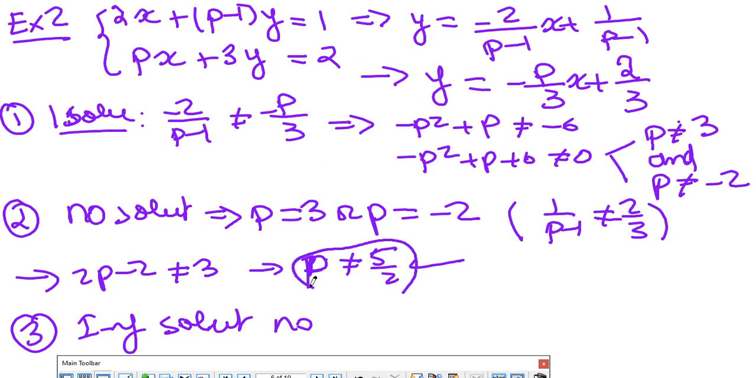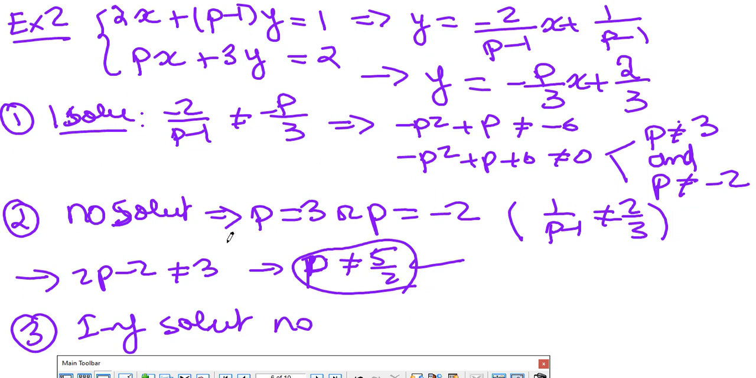This is true because I just said that I need p to be equal to 3 or p equal to -2. If p is equal to 3 or p is equal to -2, I have the same slope, but I will not have the same y-intercept. The y-intercept is the same for p equal to 5/2. So it means that I can have the case of no solution, and it's for p equal to 3 or p equal to -2. Exactly the same as the preceding example.